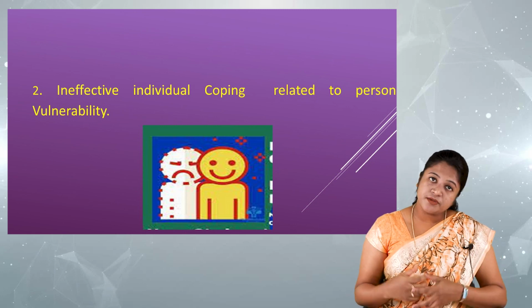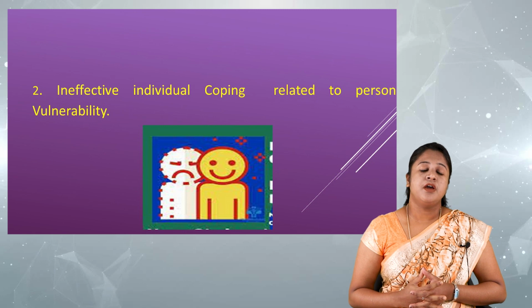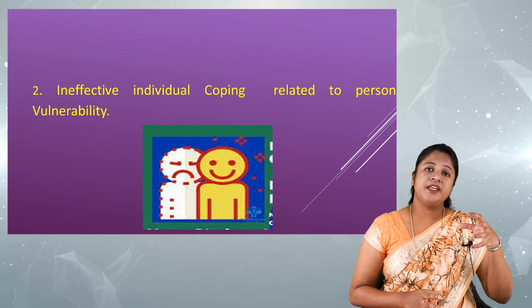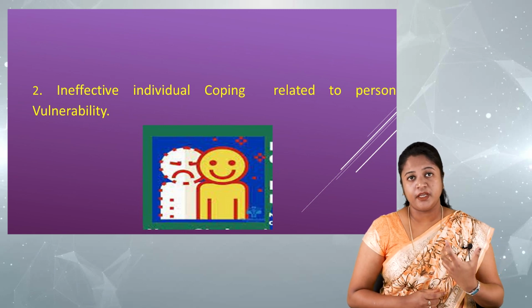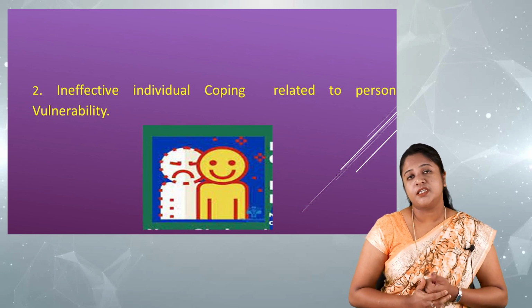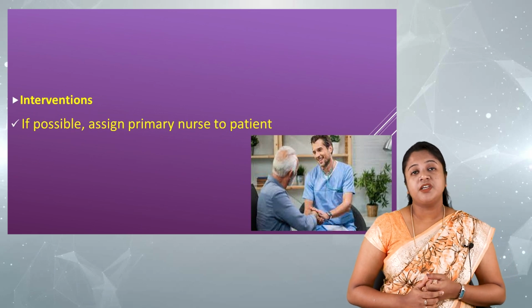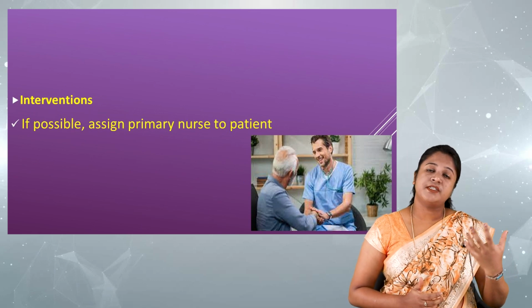So the individual himself is not able to cope or to plan the activities for himself, right? So, ineffective individual coping: not able to use the coping mechanisms effectively. So what are the nursing interventions that you can give? See to it that you assign a primary nurse to the client. So who is a primary nurse?